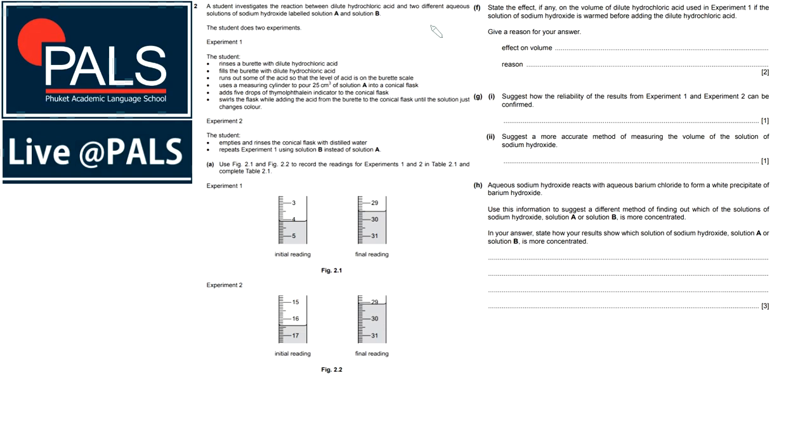So, F, state the effect, if any, on the volume of dilute hydrochloric acid used in experiment 1 if the solution of sodium hydroxide is warmed before adding the dilute hydrochloric acid. Again, since heating it up does not change the number of moles of sodium hydroxide in the solution, therefore we will need the same amount of acid to neutralize it. The rate of reaction will be faster maybe, so the acid will react faster with the sodium hydroxide, but it will not change the total volume that we need to add. So there's no effect.